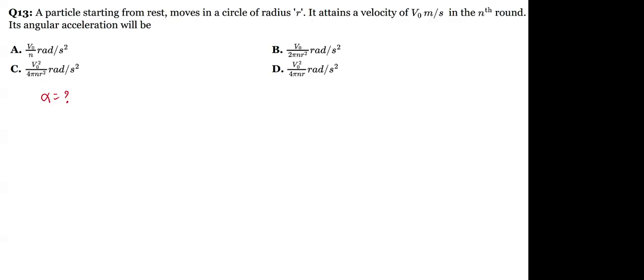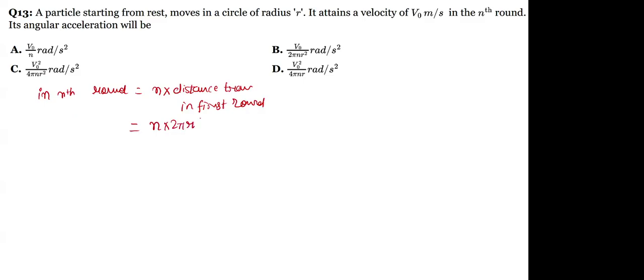Now we can simply do this analysis. Starting from rest, we can apply v is equal to u plus at. Or, because the distance is mentioned here, in the nth round how much distance will it travel? In the nth round, distance traveled will be n times the distance traveled in the first round. The distance traveled in the first round is the circumference of the circle, which means n into 2 pi small r.